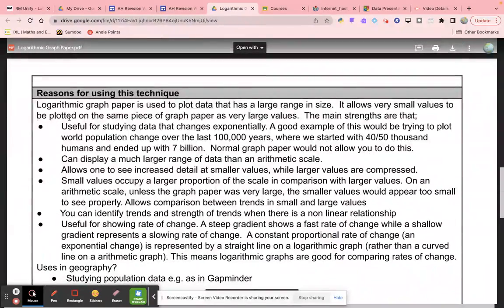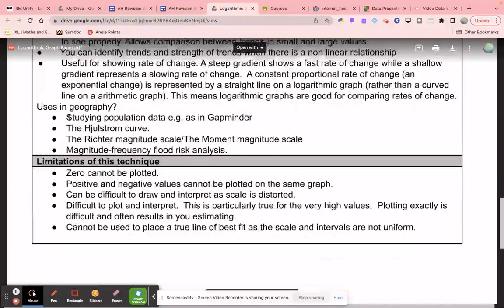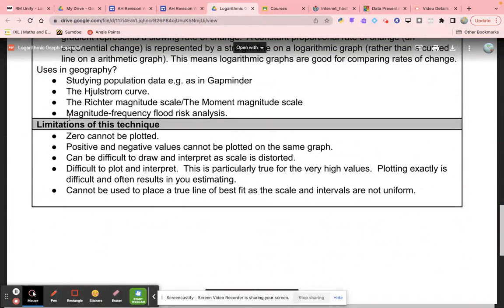And here you can see some of the strengths of using it as a technique. It's quite straightforward. It allows us to plot data with a massive range, with small values and large values, onto the same piece of graph paper, which then allows us to analyze the gradient. But there are some limitations as outlined there, and you might want to note down one or two in case you're asked to discuss the usefulness of logarithmic graph paper.